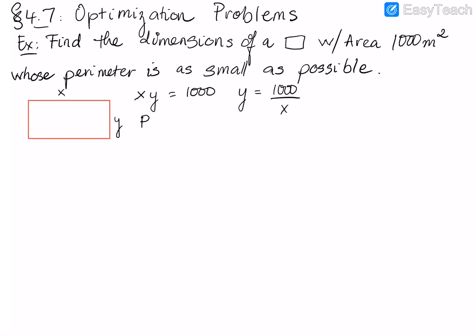Now the perimeter is 2x plus 2y. That's the formula for perimeter. In this case, y is 1,000 over x, so I'm just going to replace it: 2x plus 2 times 1,000 over x. All right, so we want to minimize the perimeter. We need to find the critical numbers.